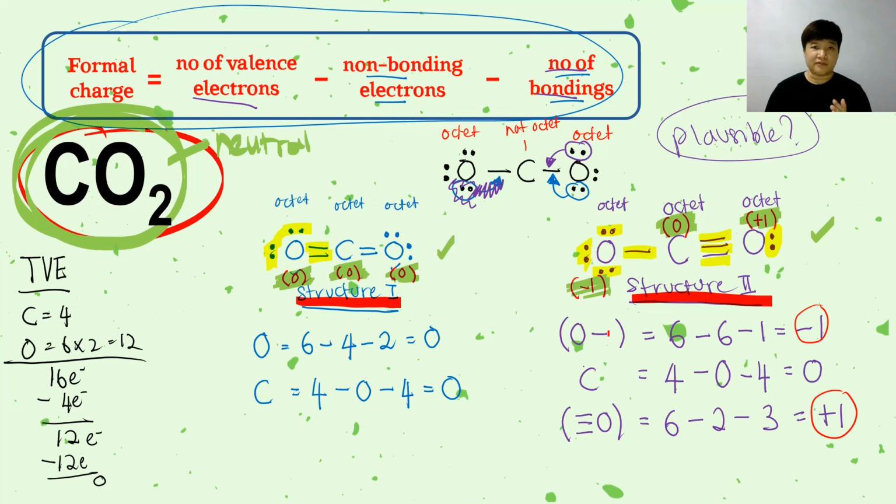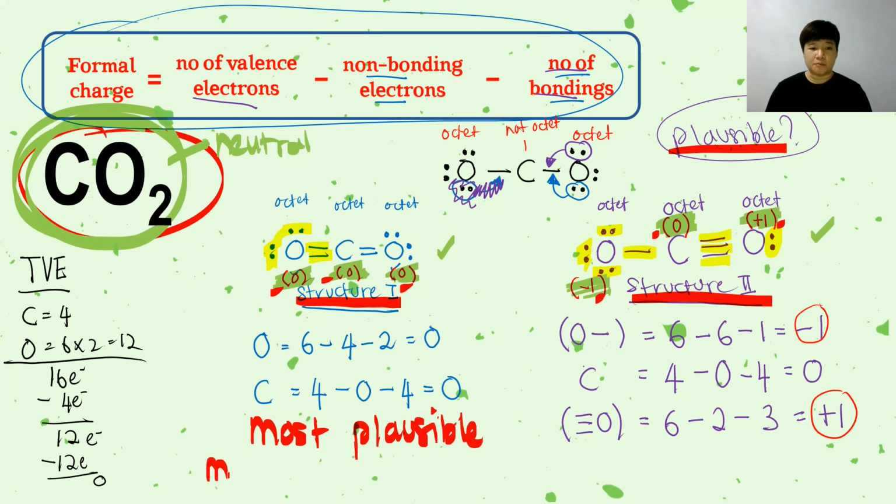According to what we have learned just now, the most plausible structure must be the one with the most 0s. Over here, I have 0, 0, 0. Over here, I have negative 1, 0, positive 1. Obviously, structure 1 will be the most plausible because it has the most 0 formal charges. So this is the way to determine the most plausible Lewis structure.